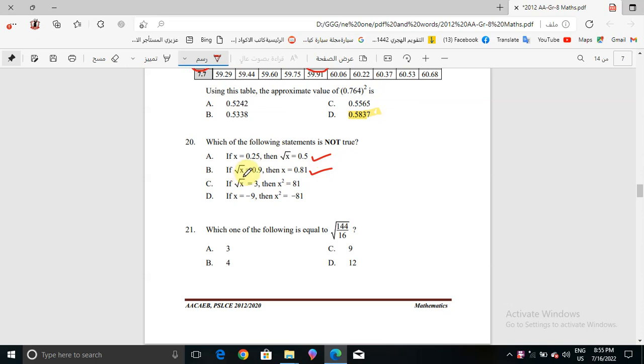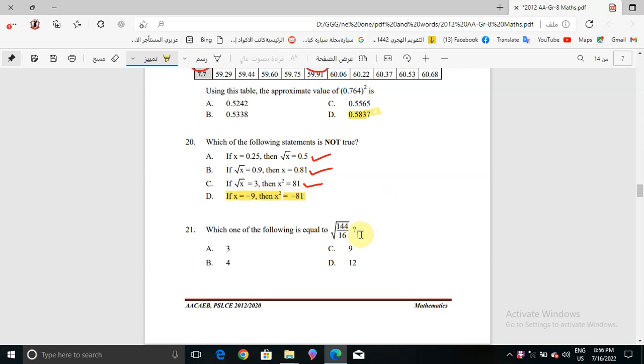Now if we have the radical x is equal to 3, then x squared will be 81, yes, it's correct. But if x is equal to negative 9, then x squared is equal to negative 81, it's not correct. Why? Because the square doesn't have negative. Even if it is a perfect square number, that means a number that has a square root, can't be negative. So that means choice D is the correct answer for question number 20.